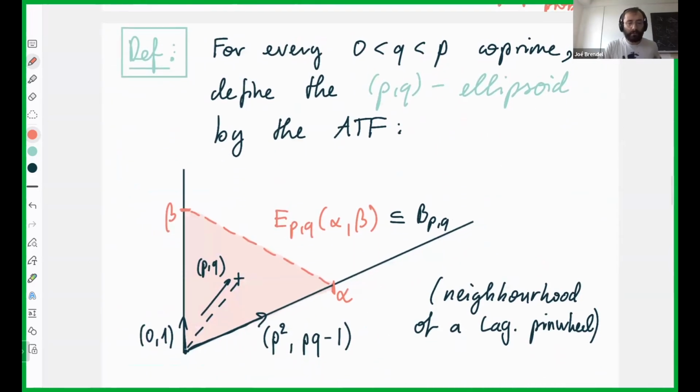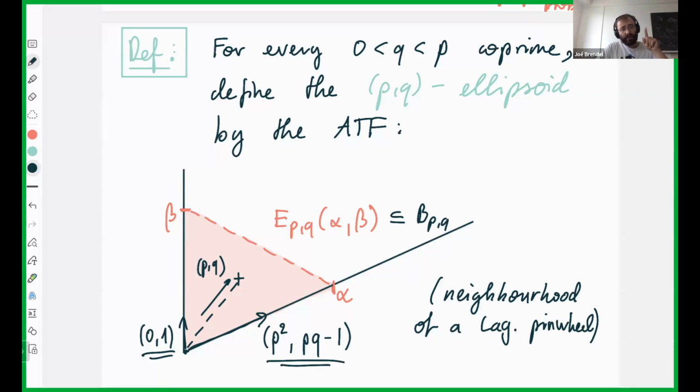And for the general problem, I need to first define what my domain is. And so for this, I fix a P and a Q, which are co-prime, and I take Q lying between 0 and P. Then the PQ ellipsoid is defined by the following almost toric base diagram. So I take the cone spanned by (0, 1) and (P squared, PQ minus 1).